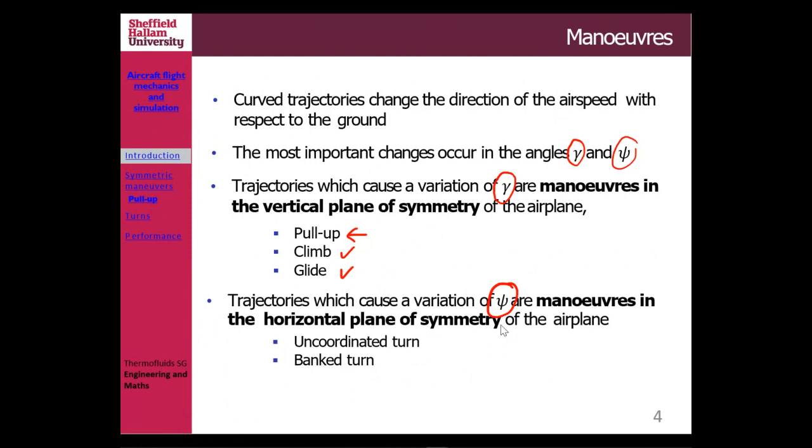But if you look at the horizontal plane of symmetry, from the top of your aircraft, then something to do with the change of your direction of flight is considered as when you do a bank turn, which changes your direction either to the left or to the right, or even an uncoordinated turn, which is quite unpopular, which is unprepared.